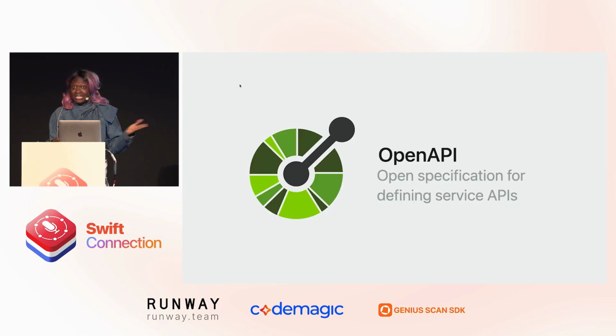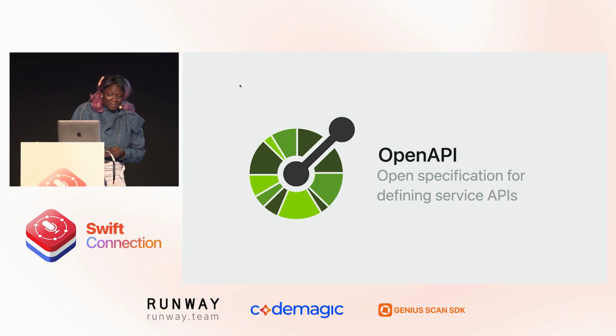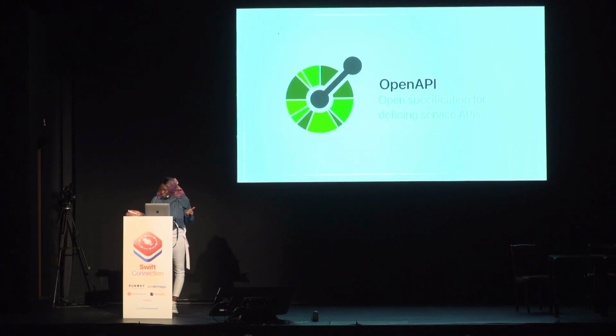A great solution to this is OpenAPI. OpenAPI is a standard format used to describe the structure of an API. It allows you to document the behaviors of your API more specifically, like a blueprint. And it describes what requests you can make, what data you need to send, and what you can expect back.